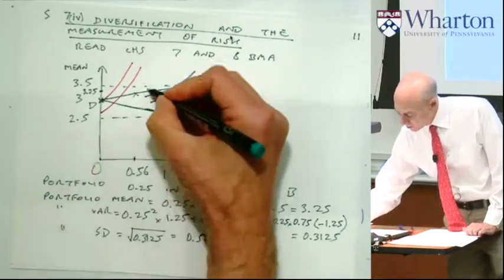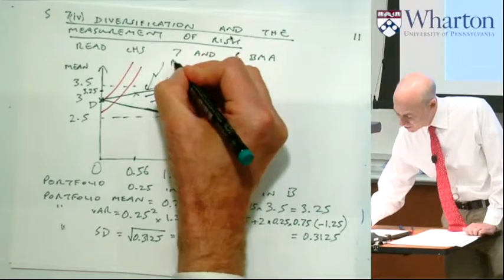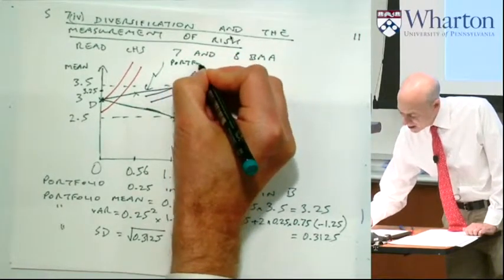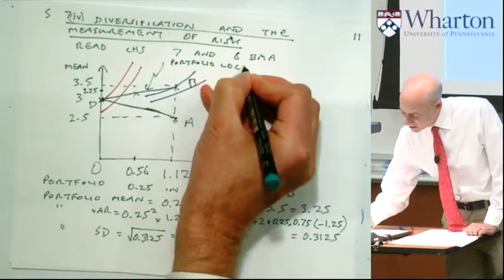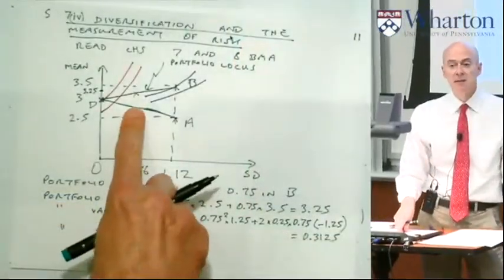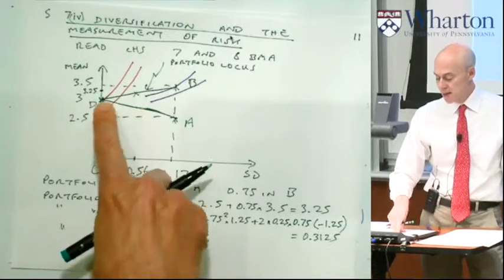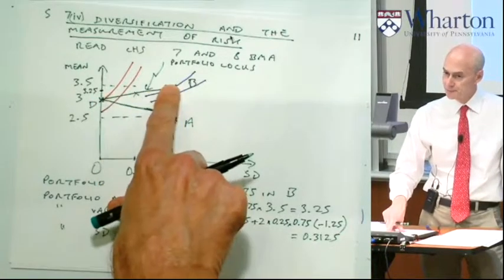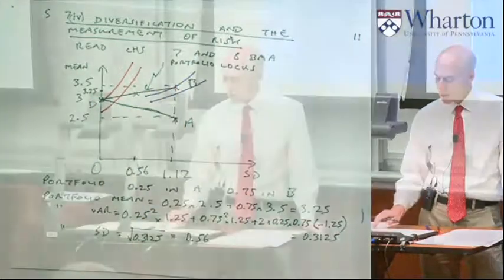Okay, so this is our portfolio locus. By mixing A and B, we can get anywhere on that line. Which is the part of the line we're interested in? Would you ever choose something down here? No, it's always better to be on the top line. Any questions about that?